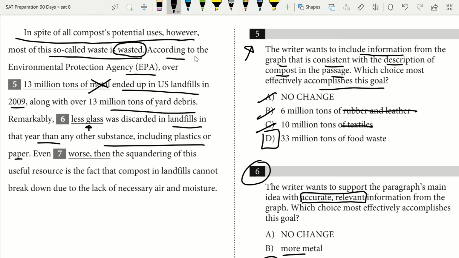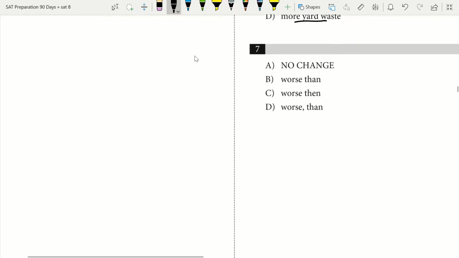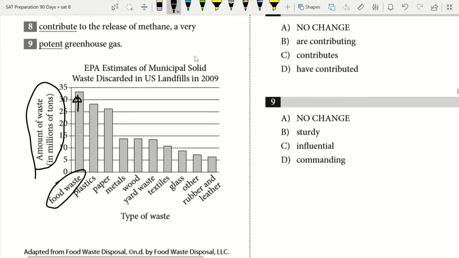Another thing you want to keep in mind is to make sure you're staying on topic. Even if the graph has something, such as in question 5, rubber and leather or textiles or metal, you can't just pick one of those even if it was accurate, because it doesn't support the point of the passage. So if we were to say 6 million tons of rubber and leather, let's see if it's accurate. It's probably going to be accurate according to the graph. We see rubber and leather right around 6 million.